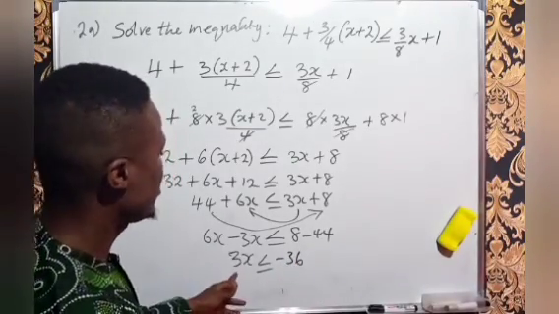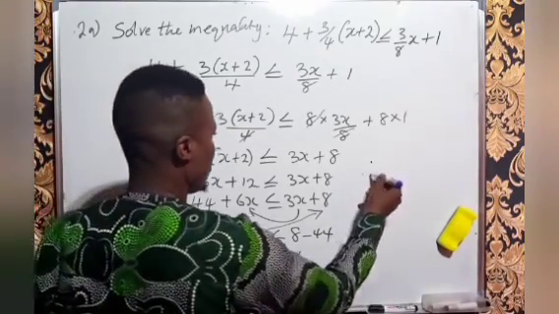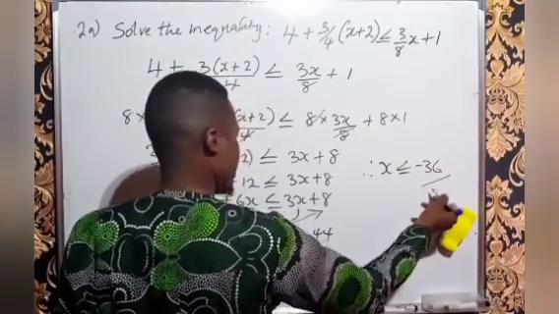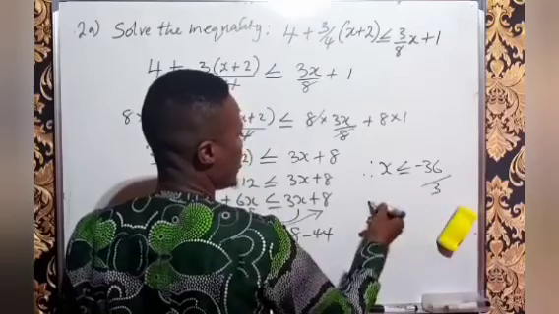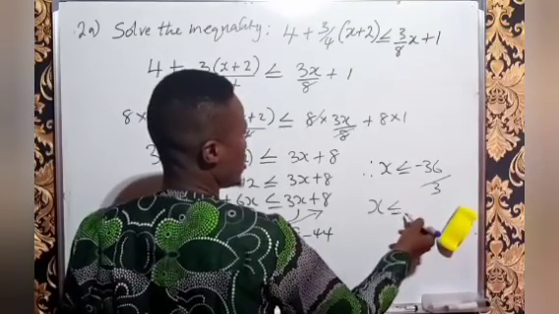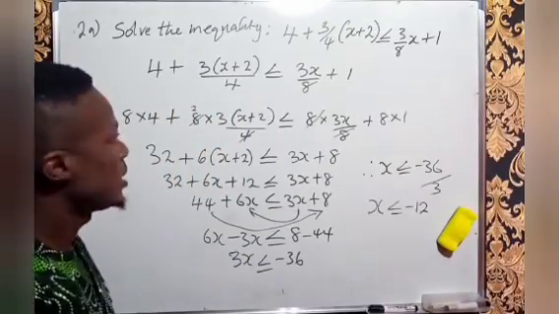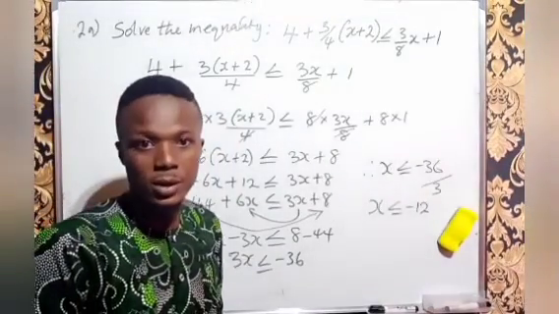Okay, so I will divide both sides by 3. Therefore, x is less than or equal to minus 36 divided by 3. When I divide, I'll have that x is less than or equal to minus 12. And that's the answer. So let's take question 2b.